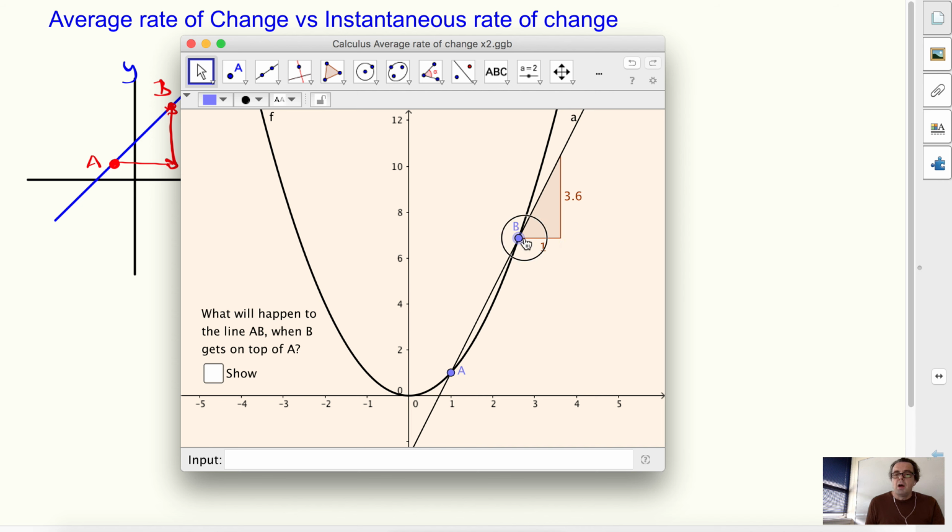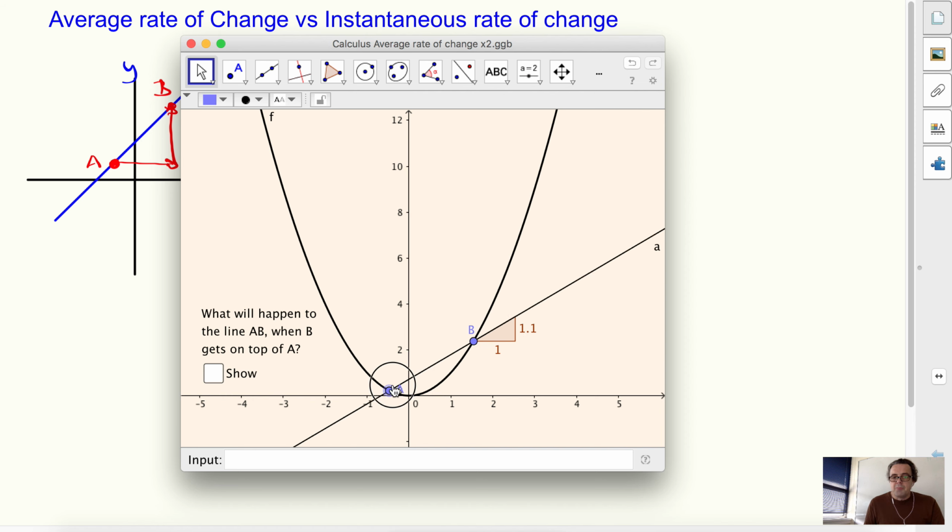So now I'm going to say, okay, the average rate of change is still the gradient of the line between A and B. So that's the gradient of that line there. In this case, the gradient is 3.4. But if I move B up, the gradient changes. If I move B down, the gradient changes because the line between the two points changes.